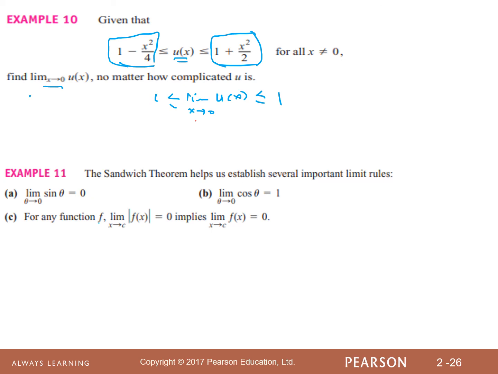Okay? Can you justify this, the last one? Yes. The absolute value can be greater than or less than, plus or minus. Absolutely. That's it. And that's the sandwich theorem.